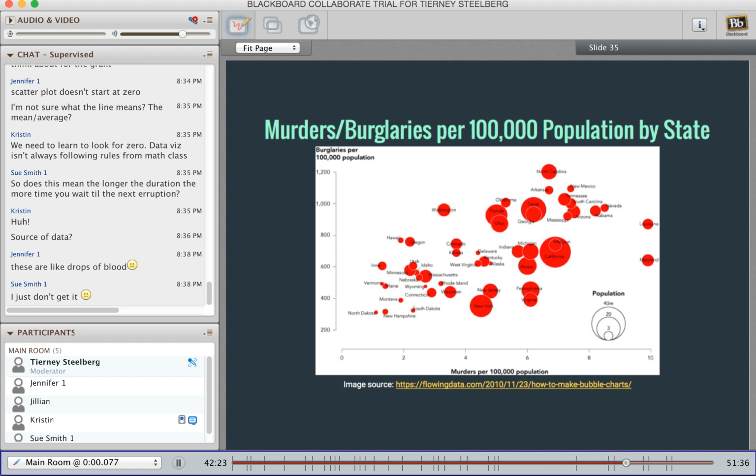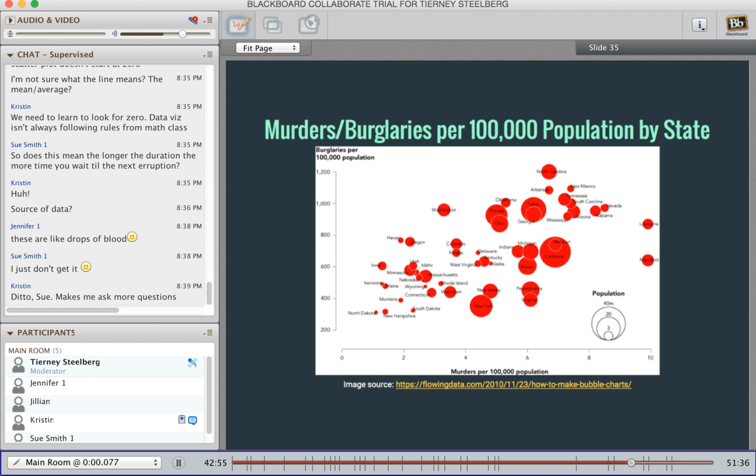So I think what this chart is trying to show is, unlike the scatter plot that we were looking at earlier, it's not necessarily showing patterns, but what's of interest are the individual data points. You can see that each one is a state, and so the bigger the bubble, the bigger the population. The further along it is on the x-axis, the more murders there are per 100,000 people. And the higher up it is on the y-axis, the more burglaries there are per 100,000 people. Kristen says, ditto Sue, makes me ask more questions.